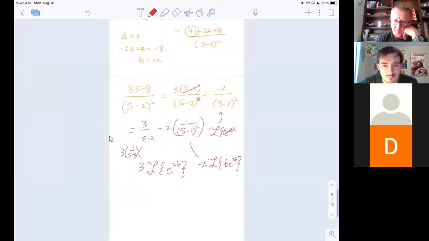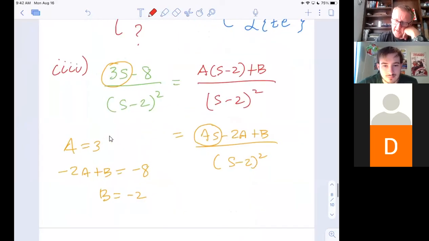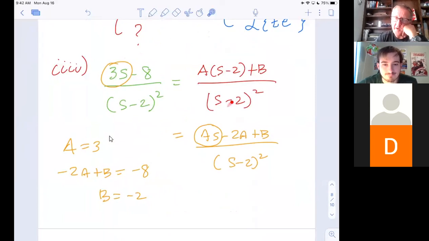So it actually was important to, if you will, throw that s minus 2 up there because it ended up matching what was on the bottom, and so it canceled out. It's kind of interesting.